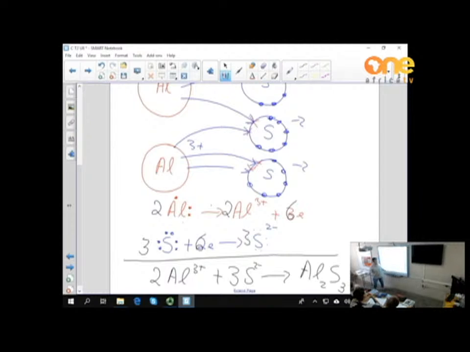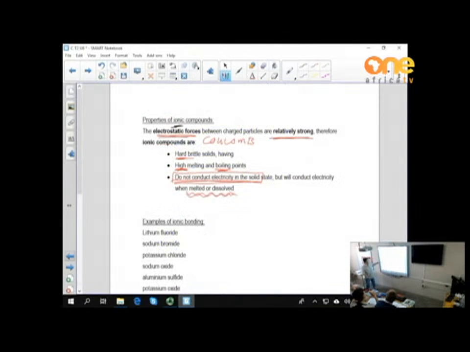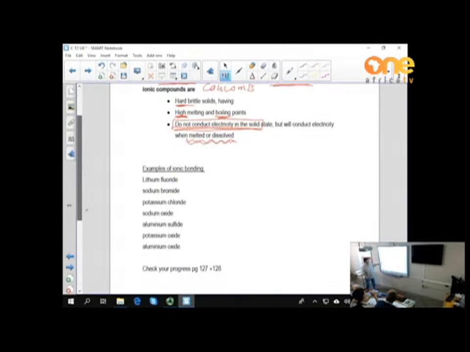All right? But how many sulfurs did we have? We had 3. So 3 sulfurs means there are 6 electrons, and we will get 3. And right in the end, what actually happened? We had an aluminium ion, 2 of them, and it attracted 3 sulfur ions to form aluminium sulfide. The final equation you can show.